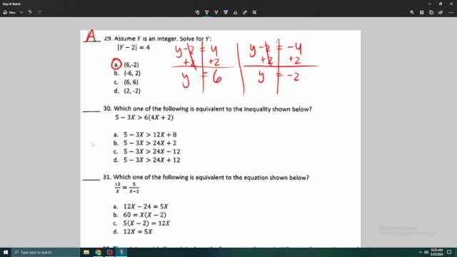So notice on number 30, notice how this is actually all the same on the left-hand side. So the left-hand side didn't change at all. This all stays the same. So we don't really have to do anything over there.